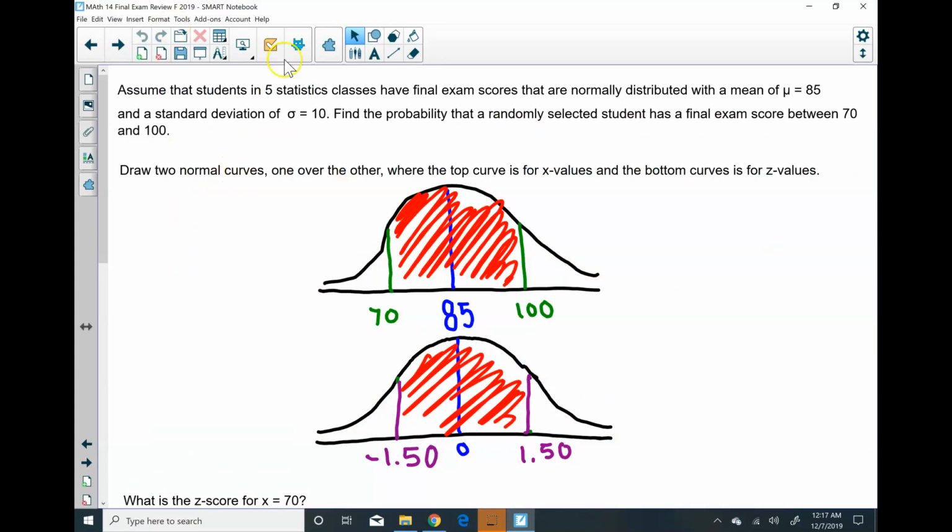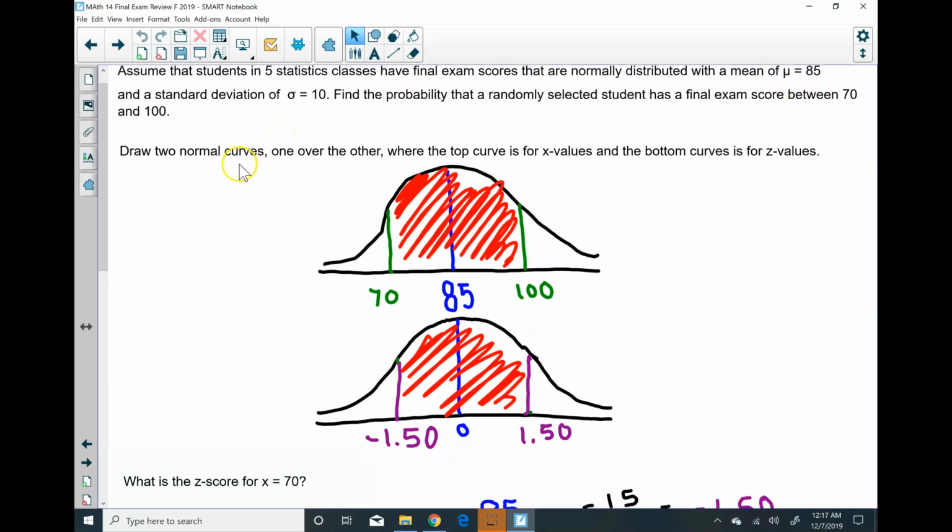Okay, the next question states that assume that students in 5 statistics classes have final exam scores that are normally distributed with a mean of 85 and a standard deviation of 10. And we want to find the probability that a randomly selected student has a final exam score between 70 and 100. Now, the first part of this question wants us to draw 2 normal curves, one over the other, where the top curve is for the x values and the bottom curve is for the z values.